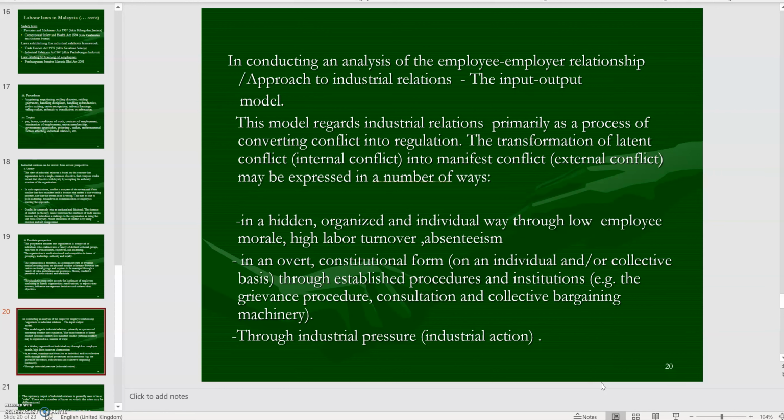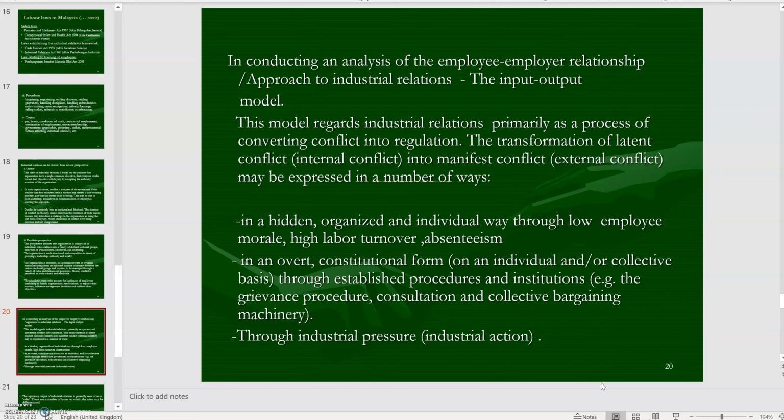The transformation of latent conflict, or internal conflict, into manifest conflict, external conflict, may be expressed in a number of ways. One is through a hidden, unorganized individual way, through low morale. If there's conflict but they are not organized, usually you'll know that your company is having conflict. When you see very low employee morale, high labor turnover and high absenteeism, you know there's something wrong, that your workers are having a problem with the management.